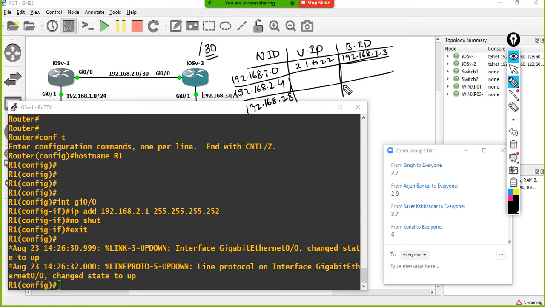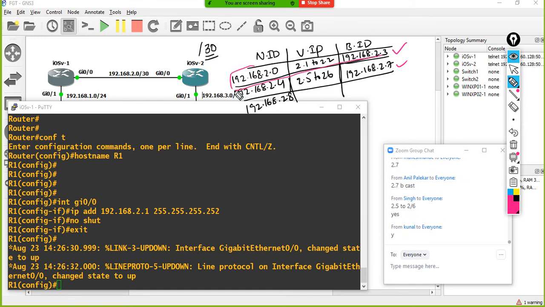Say yes or no. Then what is the broadcast ID for this? 192.168.2.7. Then 2.5 to 2.6. These two are the valid IPs. So this is one network and this is another network. As per the subnetting, this is one network and this one is the second network, so they don't speak to each other. They are two different networks. Guys, everybody okay or not?